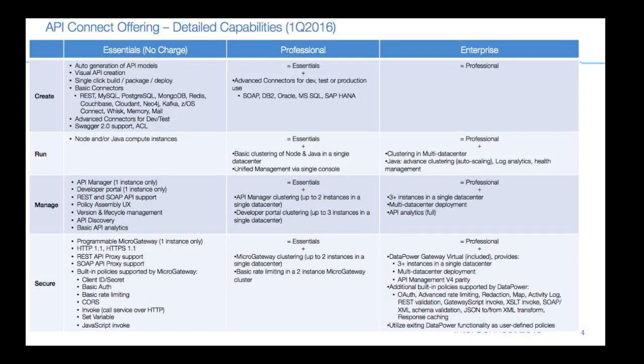Then moving over to the Professional and staying within that secure row. It's basically the same level except that you're allowed multiple instances of the micro gateway. There also is the ability to use a Liberty Collective for deploying those instances. And also the rate limiting is more advanced in that it's shared between those instances. So that's really where the micro gateway fits in within the offerings.